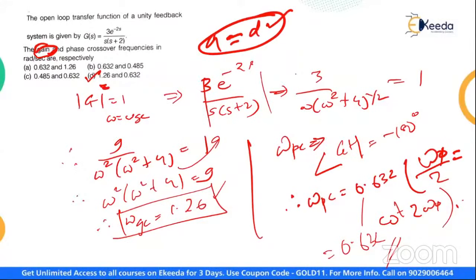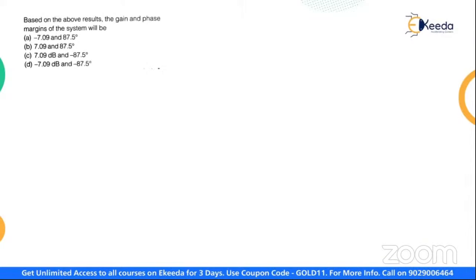If they had told you phase and gain crossover frequencies, meaning if phase would have come first, then definitely your answer would have been option A. But right now, that is not the case. Hence, the answer is option D. Yes. Now let us take the next question.